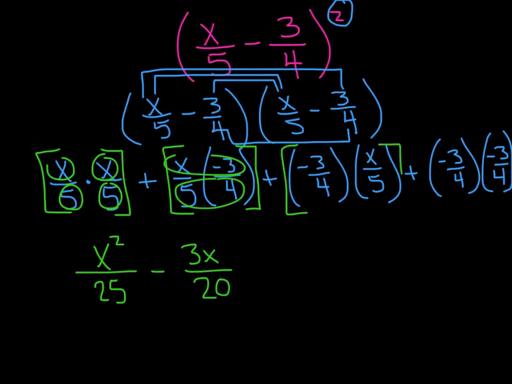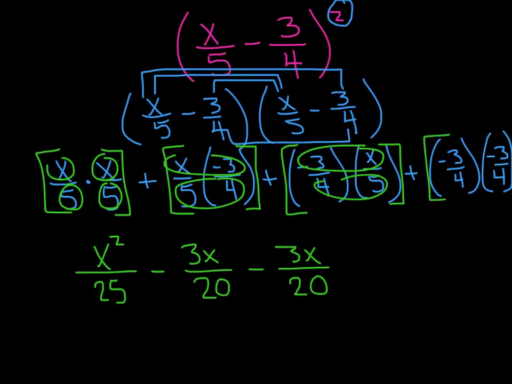Let's see, multiply these two. I love square brackets. It just kind of helps me organize my thoughts. Multiply the numerators, negative 3x. And the denominators give me a product of 20. And then last but not least, we'll get those two. And I'm thinking positive 9 over 16.